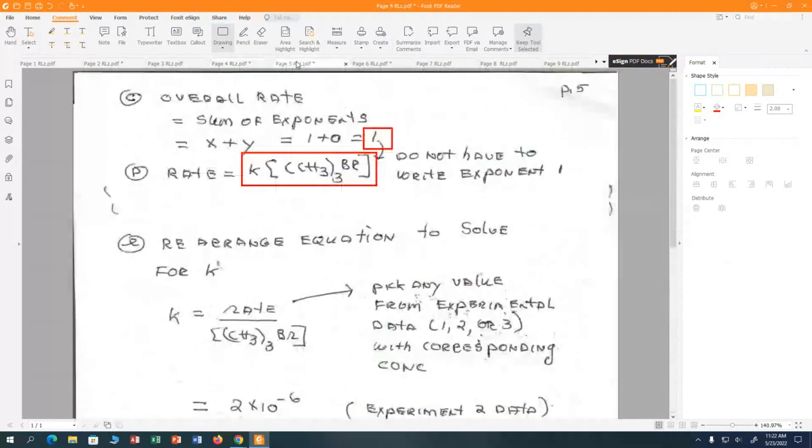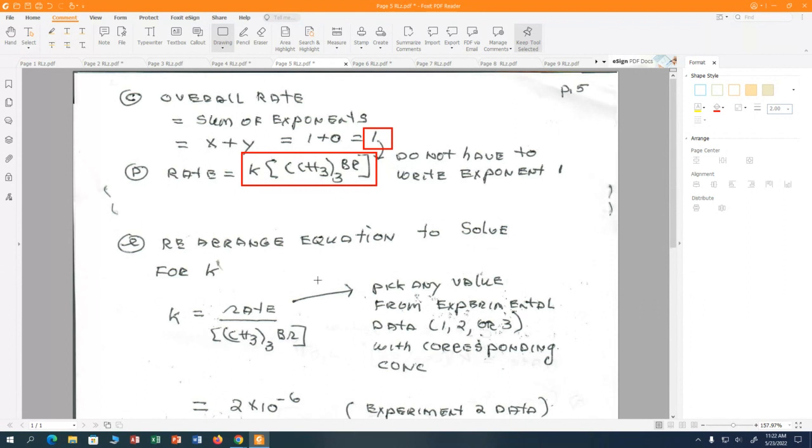So we go to page 5, and now the next question is, what is the overall rate? Well, the overall rate is equal to the sum of the exponents, x plus y. In this case it's 1 plus 0, which is equal to 1. Therefore the rate is equal to just the CH3Br, and we do not have to write the exponent 1 there because it's understood.